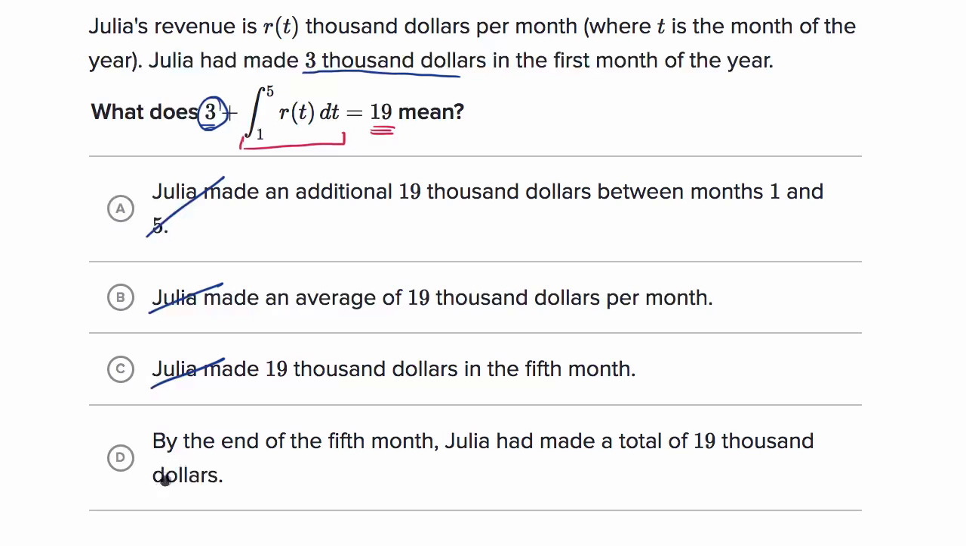So this better be our choice. By the end of the 5th month, Julia had made a total of $19,000. Yes, that is correct. She made $3,000 in month 1, and then as we go between month 1 to the end of month 5, to the end of the 5th month, she has made a total of $19,000. Let's do another one of these.